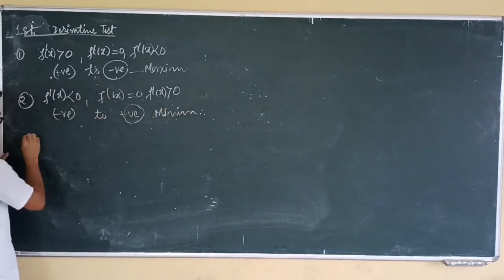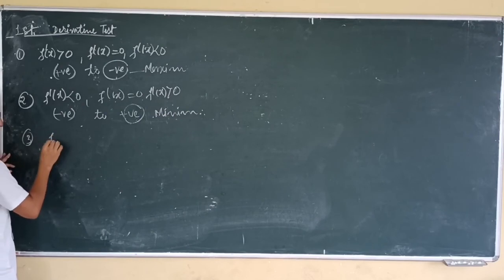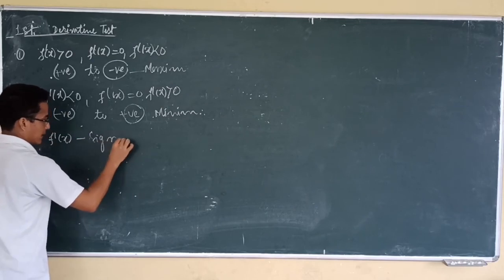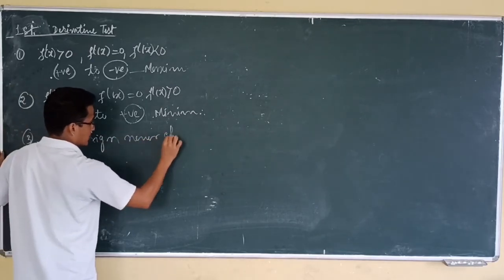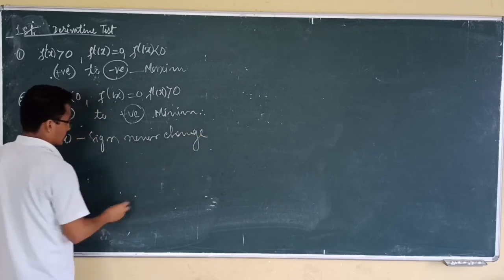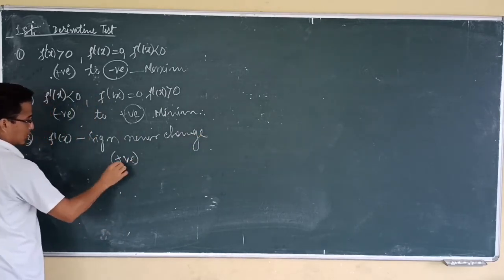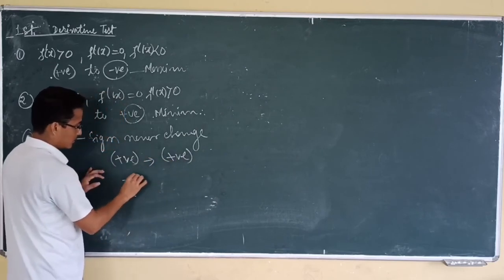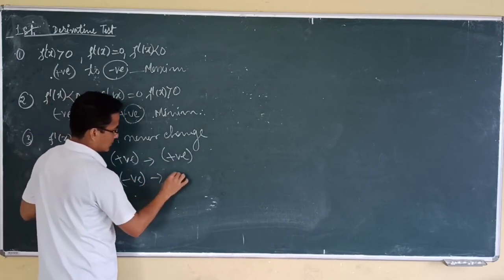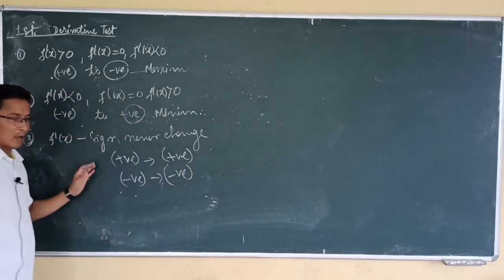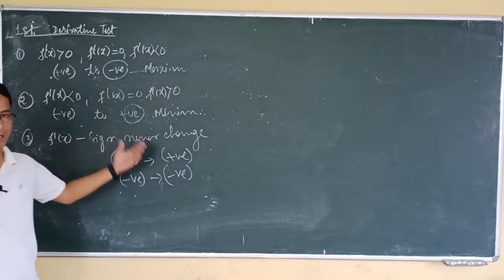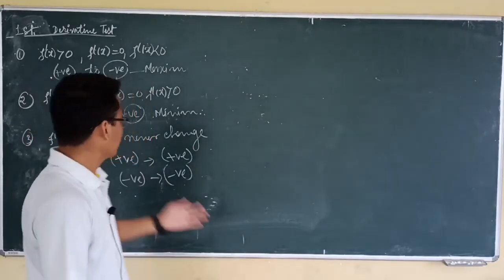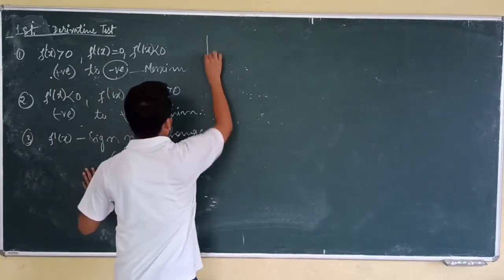Okay, so when the sign of f dash never changes, that means in both directions you get either positive to positive, or negative to negative, then we do not get a maximum or minimum. Then we call that point a point of inflection. This is the first derivative test. Now the second derivative test.